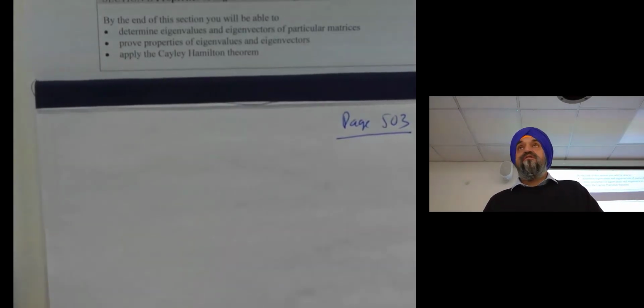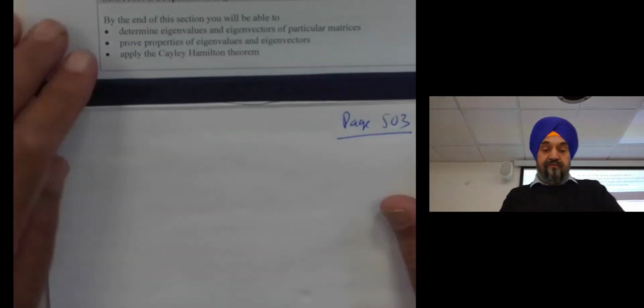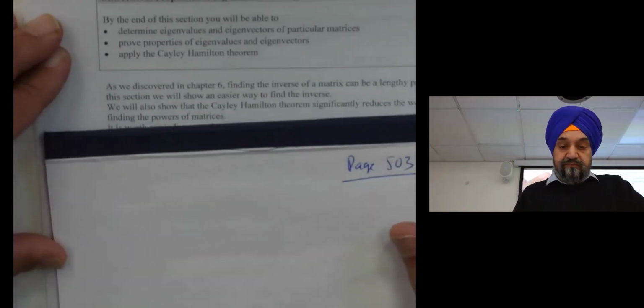In this second hour, what I want to look at is determining the eigenvalues of particular matrices. I'll tell you which ones they are: triangular matrices and diagonal matrices. How easy is it to find the eigenvalues of those matrices? We'll prove some properties, and if we get time, have a look at the Cayley-Hamilton theorem. Can't guarantee we will have time to do that, but I'll go as far as that.